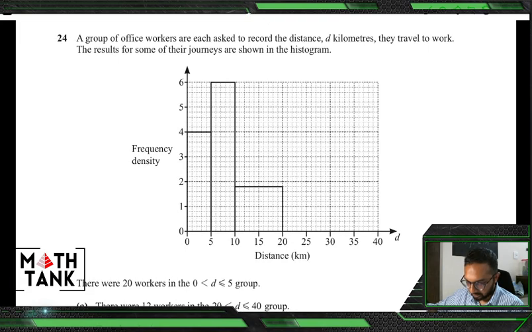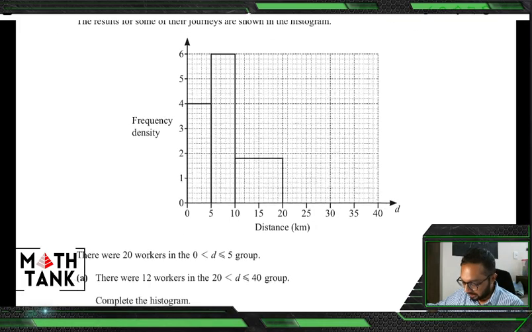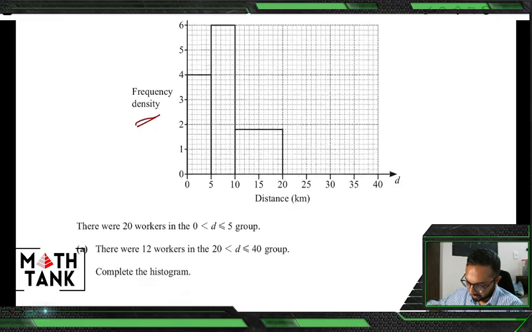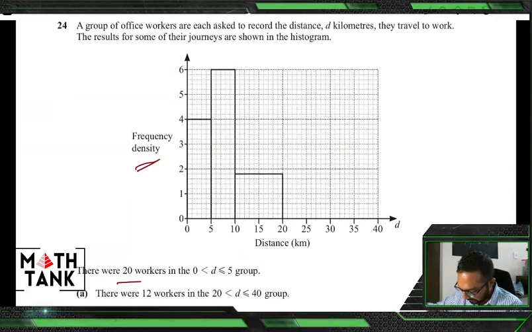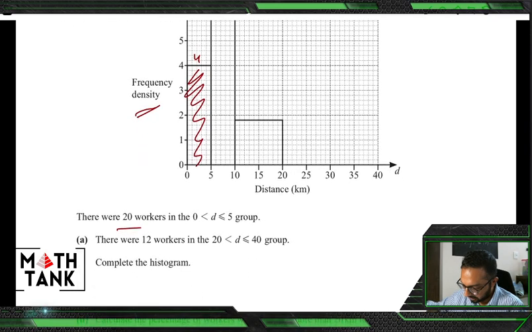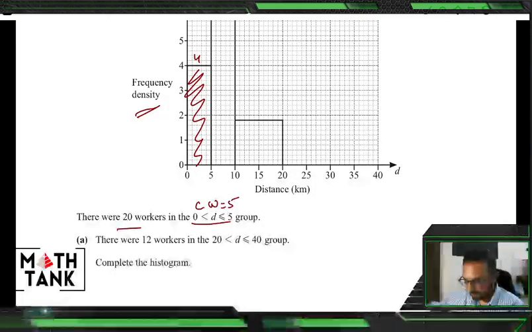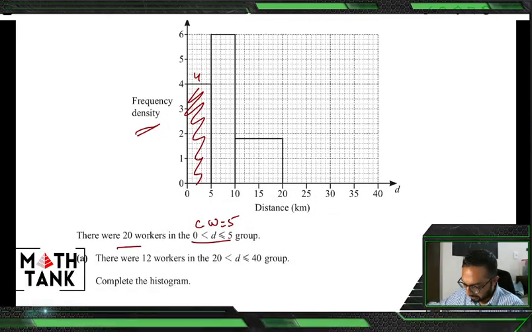Another question, on a histogram. A group of office workers are each asked the distance, in kilometers, they travel to work. The results for some of their journeys are shown. Again, it's a histogram, so I have frequency density here. There were 20 workers in this category, with a frequency density of 4 and a class width of 5. So therefore there were 20 workers. There were 12 workers in the group 20 to 40.